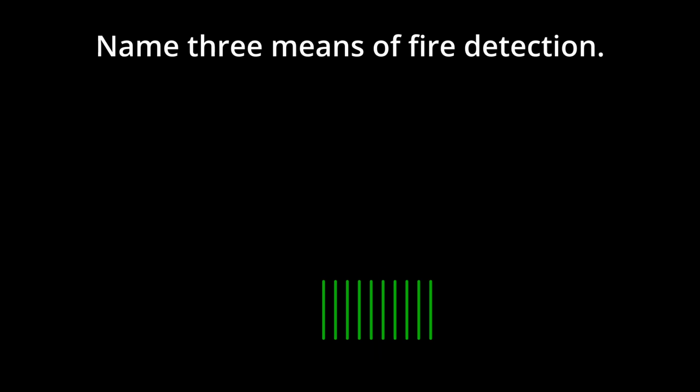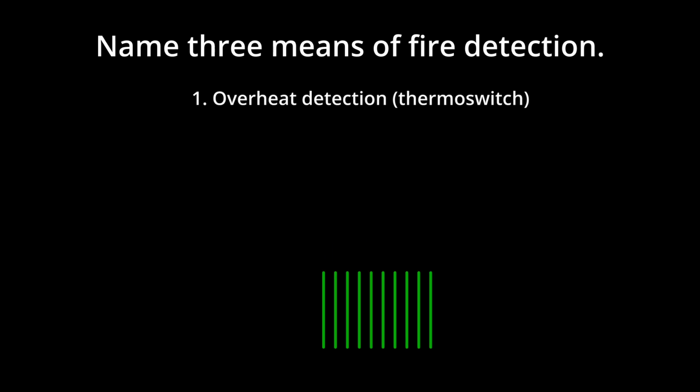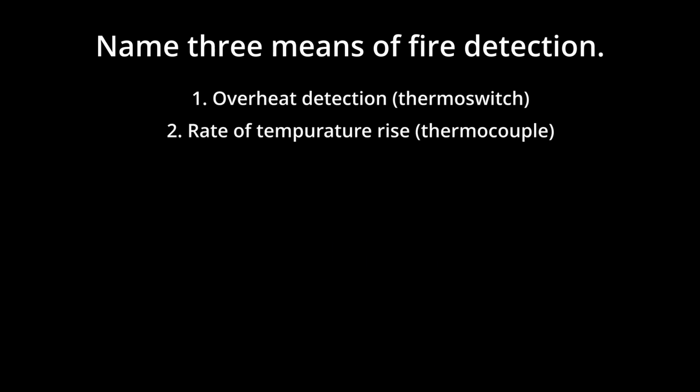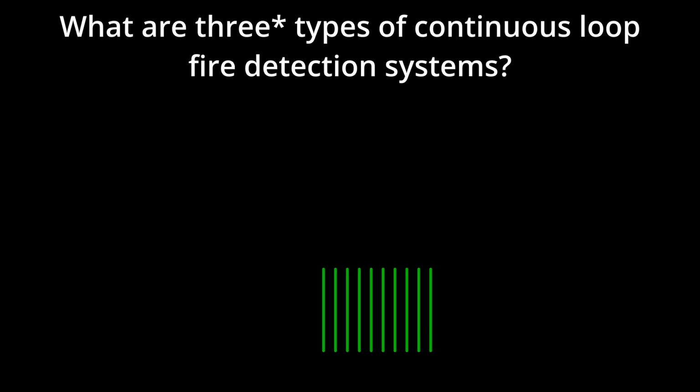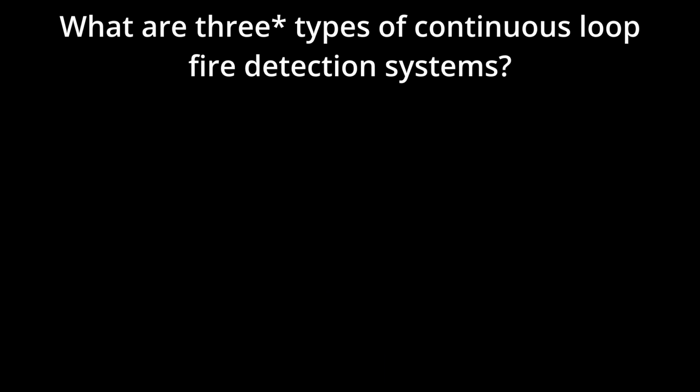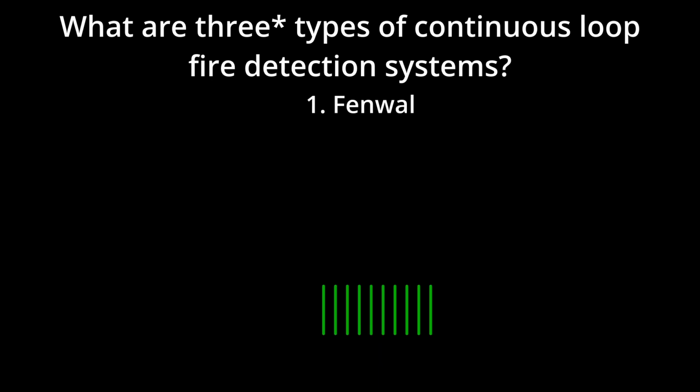To detect fires or overheat conditions, detectors are placed in the various zones to be monitored. Name three means of fire detection. The three main ones are overheat detector, which is a thermal switch, rate of temperature rise, which is a thermocouple, and then you have continuous loop, as well as flame detectors and observation by the crew. What are two types of continuous loop fire detection systems? Manual and Lindbergh. And what else?